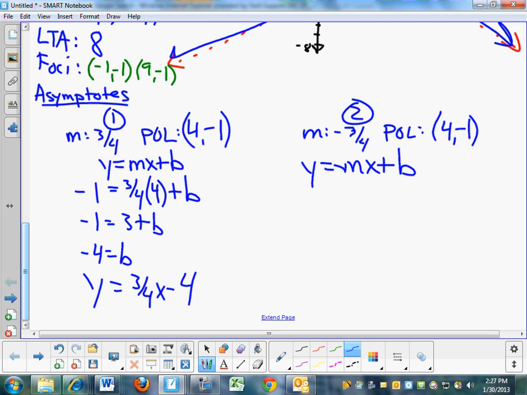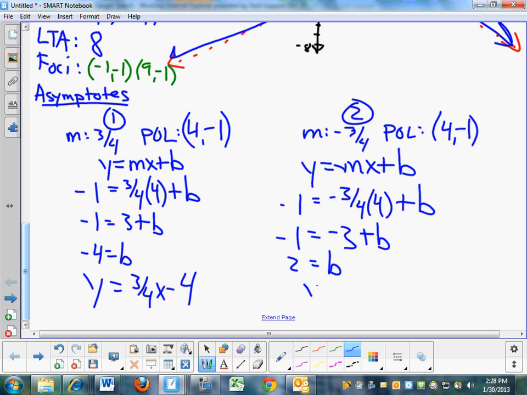y equals mx plus b. All right, y is -1. m is -3/4 times 4 plus b. What's -3/4 times 4? It's -3. 2 is b, so y is -3/4 x plus 2.